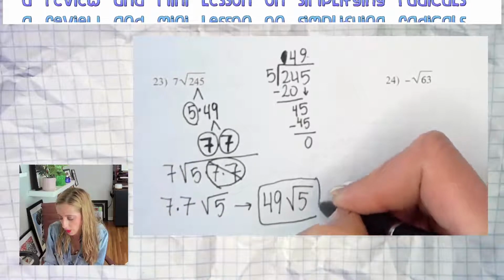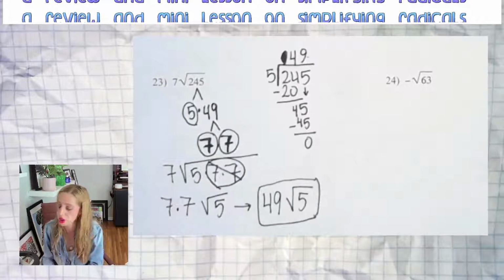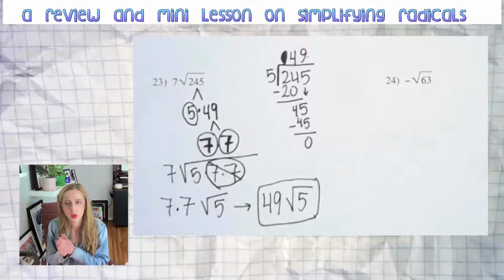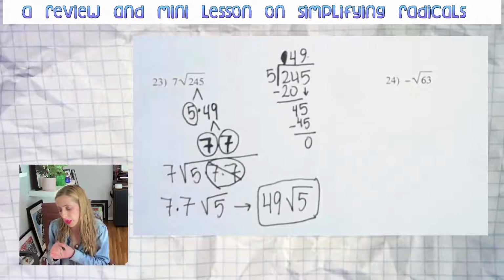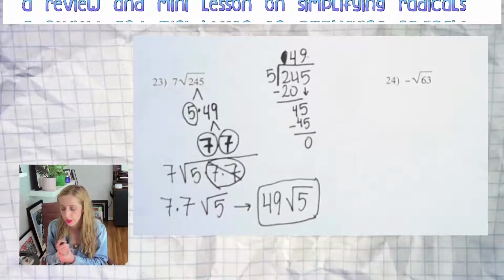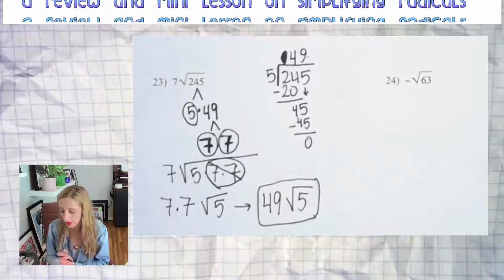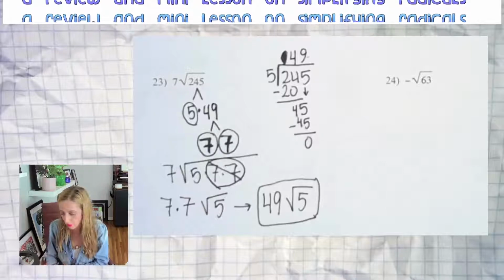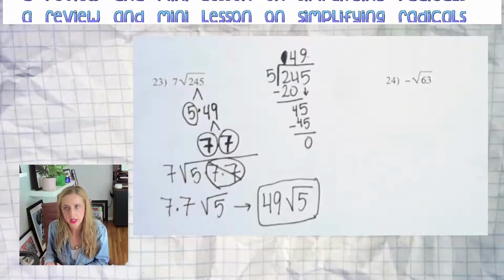So you always want to make sure it cannot be simplified any further. So we're just simplifying radicals. You will do a ton of radical simplifying in geometry and algebra 2, pre-calculus, and forward. So I hope that this was helpful. I hope you can get this whole worksheet done.